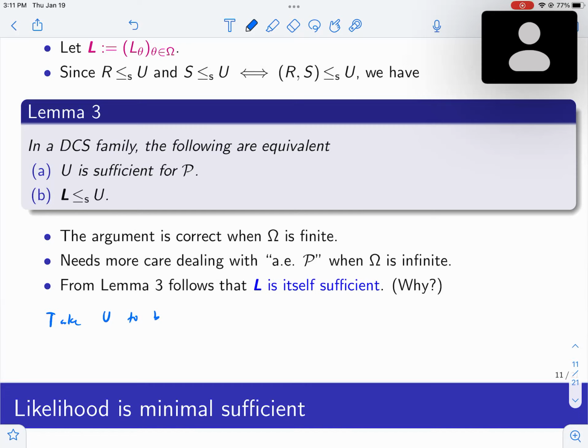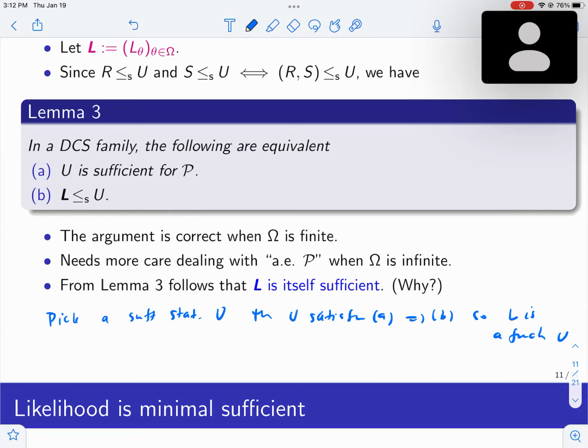Because U is only one sufficient statistic, you have to show that L is a function of any sufficient statistic. Right, so pick a sufficient statistic U. Then U satisfies A, and A implies B. So L is a function of U. This is saying that for any sufficient statistic, the second one holds, right?